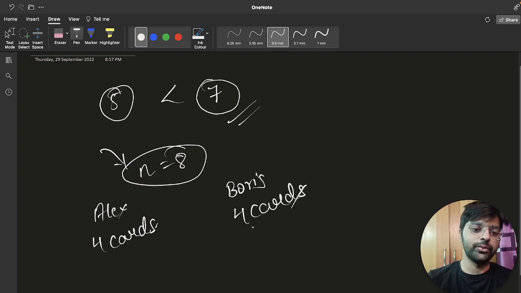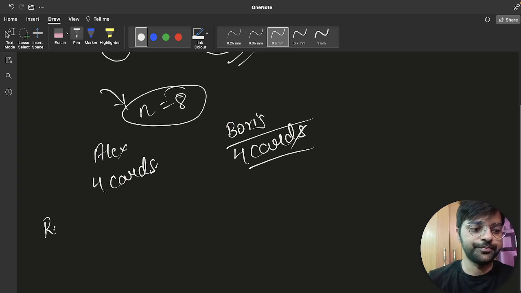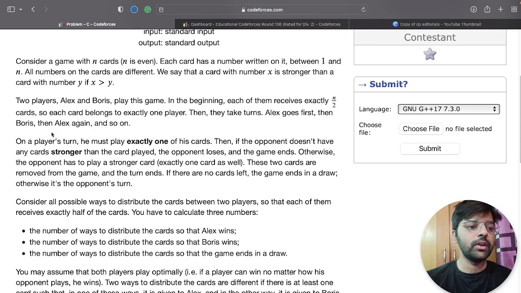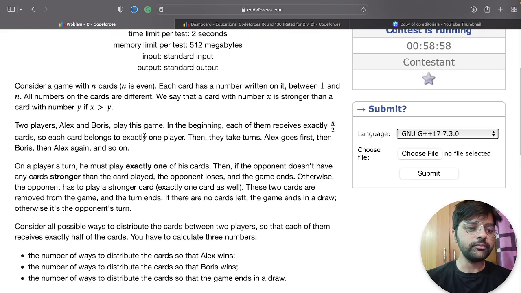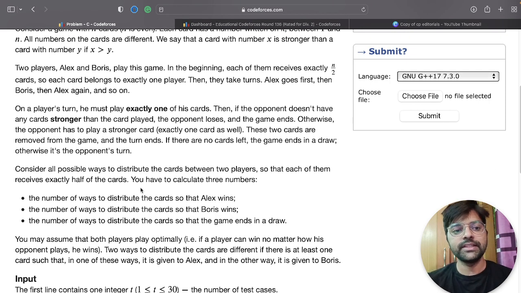Now there is one rule. There are rounds of the game. The two players, Alex and Boris, take turns. Alex goes first, then Boris, then Alex again, and so on. So who will play first? Alex. On a player's turn, he must play exactly one of his cards. Then if the opponent does not have any card stronger.